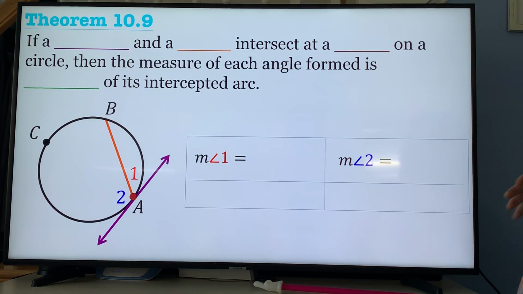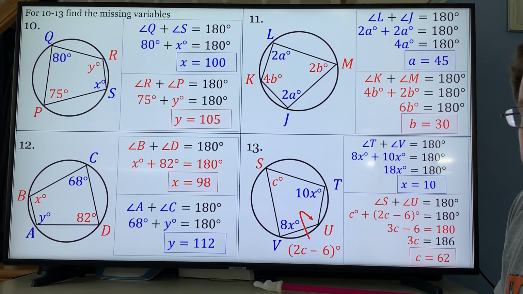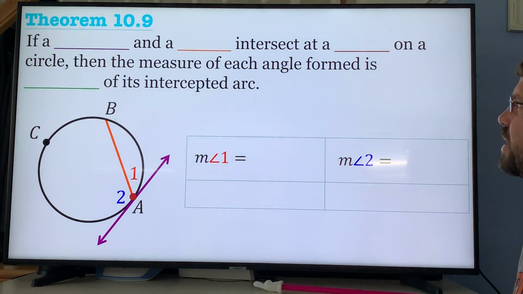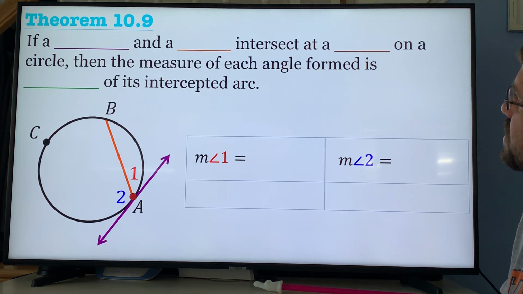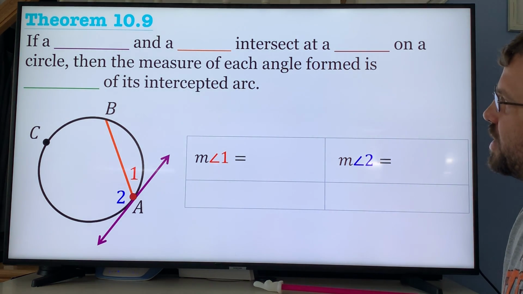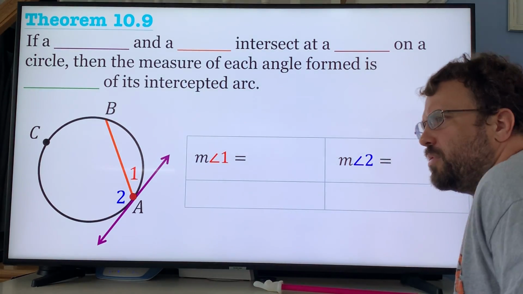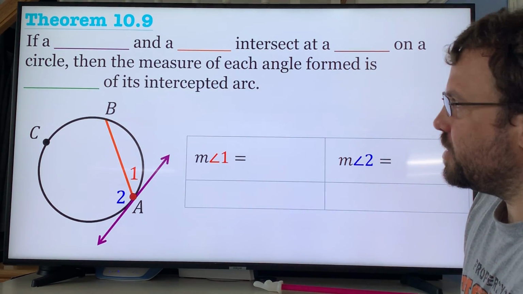Good? Any questions with this? We're going to finish up with one more concept, and then we'll be good. All right, theorem 10.9. If a blank and a blank intersect at a blank on a circle, then the measure of each angle formed is a blank of the intercepted arc. Well, actually, this is a couple theorems. Kind of fibbed a little bit.